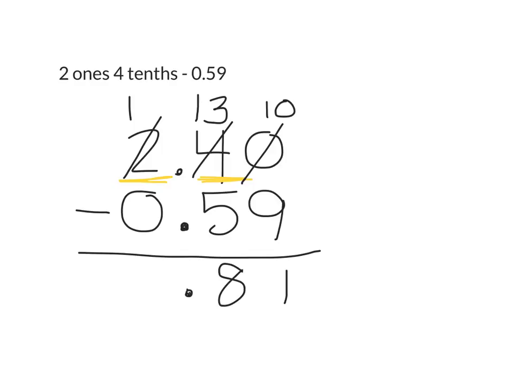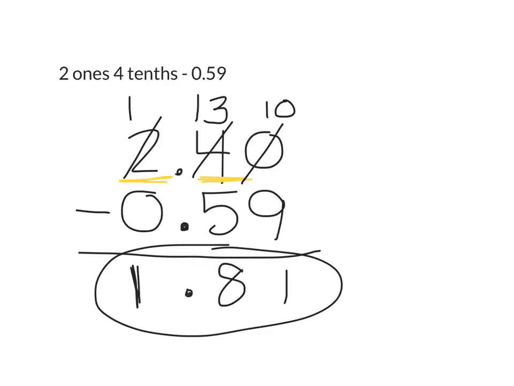I bring down my decimal point, and now I have 1, and I'm taking 0 away from that. So I keep that 1. And so the answer that we have is 1 and 81 hundredths. This has been Lesson 10 in Module 1, and our objective has been to subtract decimal numbers.